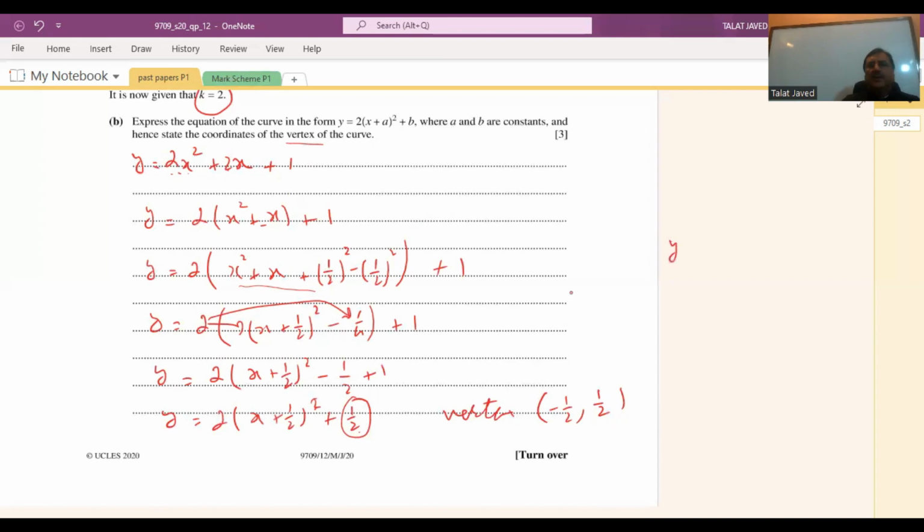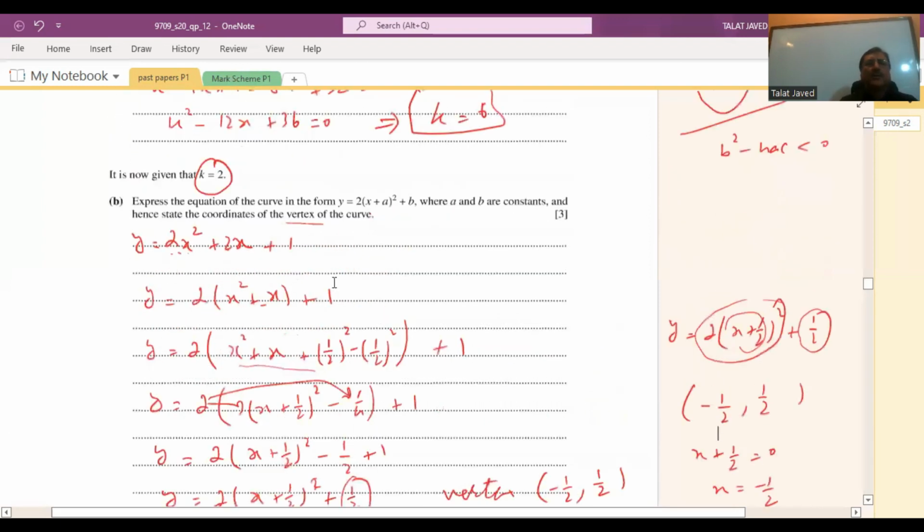Suppose we have y equal to 2 into (x plus 1 over 2) whole squared plus 1 by 2. After completing the square, the term which is only 1 by 2 will be the y coordinate of the vertex. By putting x plus 1 by 2 equal to 0, we get x equal to minus 1 by 2. This will be the x coordinate of the vertex. This is also called the stationary point, the vertex.